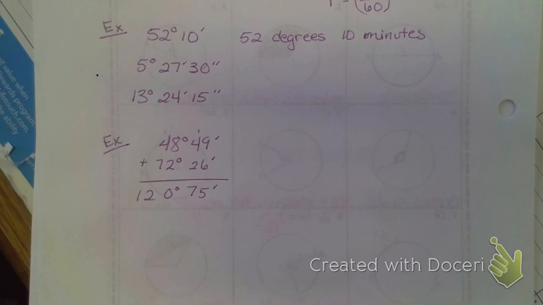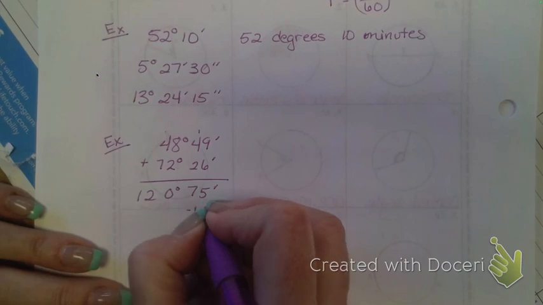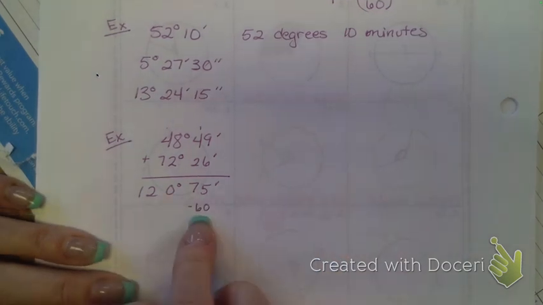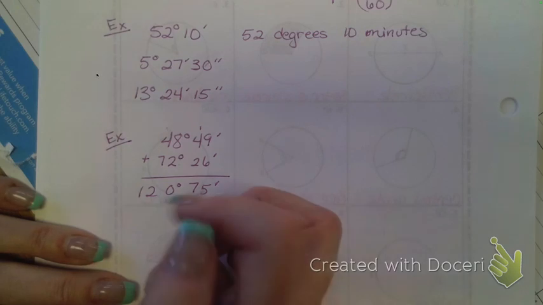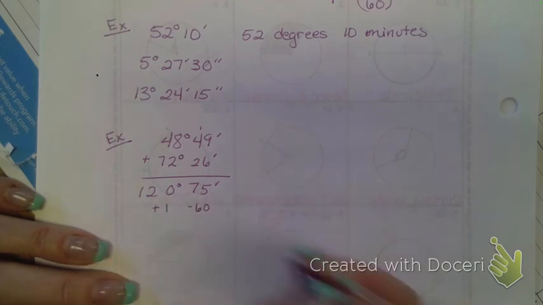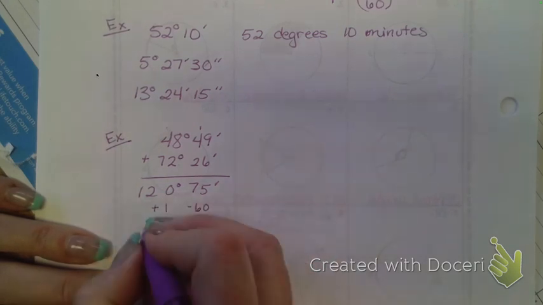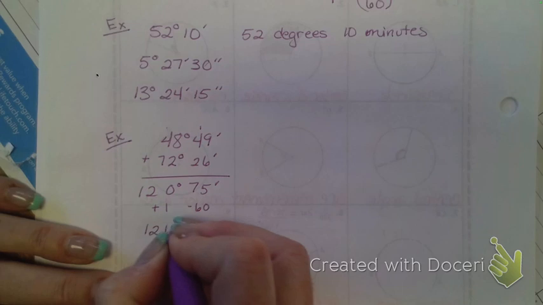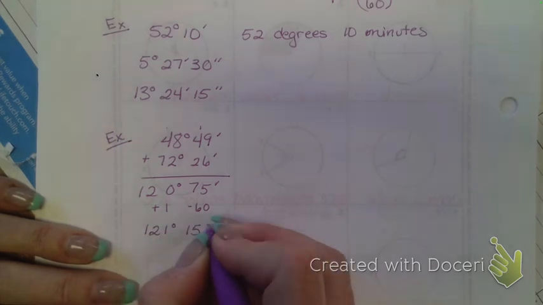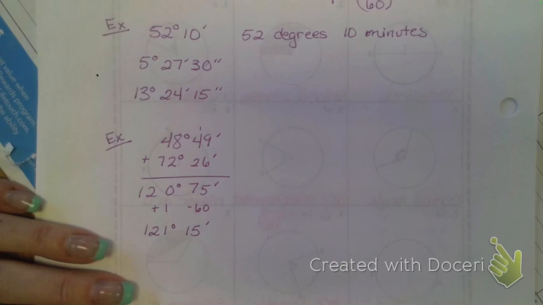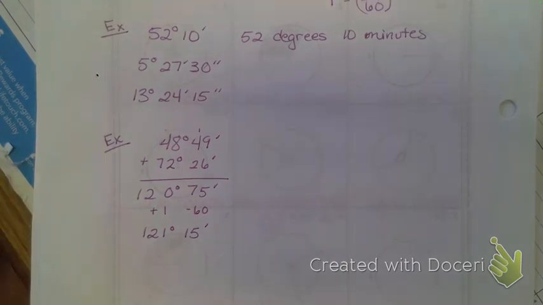Take 15 from the 75 to get 1 degree. Well, I'm going to subtract 60. So I subtract 60 from 75 and add 1 to my degree. So it would be 121 degrees, 15 minutes. You would have done it right. It's just the way you said it.